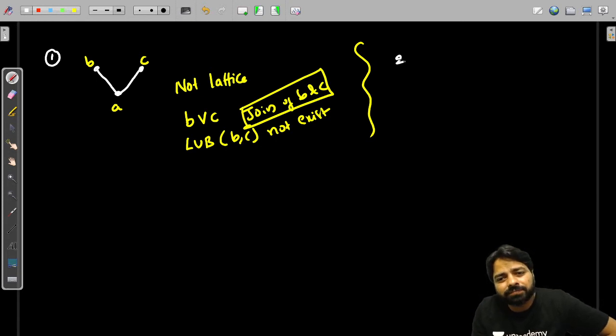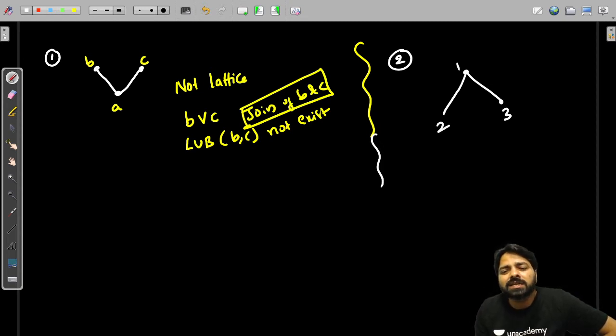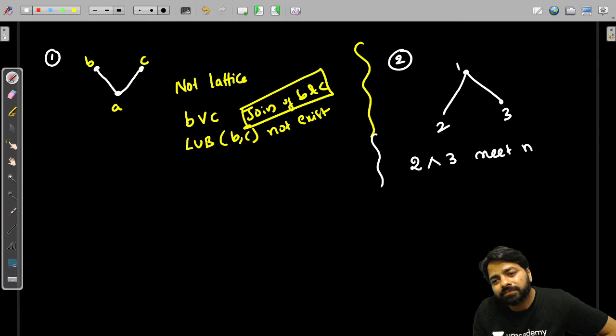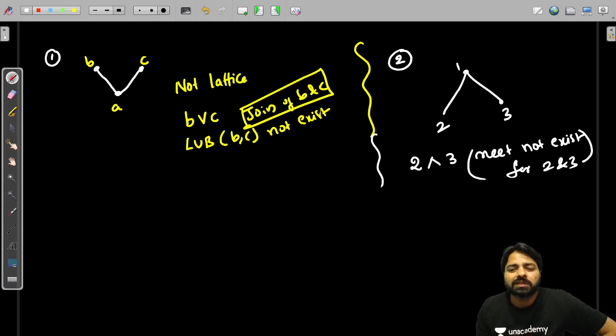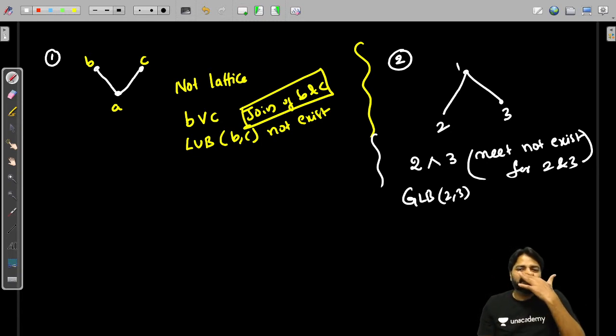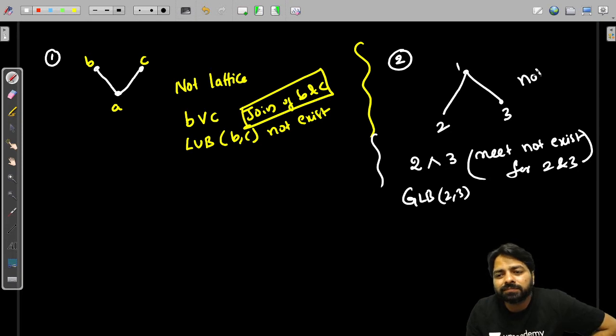Second example. Now I may have a diagram like this, 1, 2, 3. Here the reason is that 2 and 3 have a join but don't have a meet. The meet does not exist for 2 and 3, that is, the greatest lower bound of 2 comma 3 does not exist. This is also not a lattice. Not a lattice can happen in many ways.